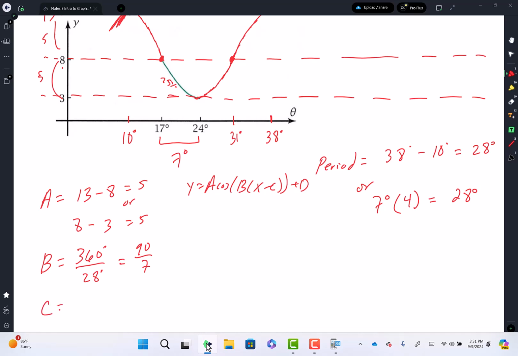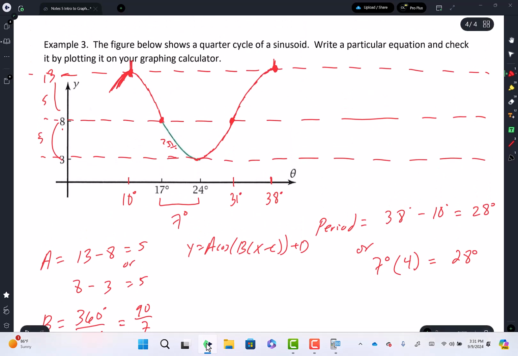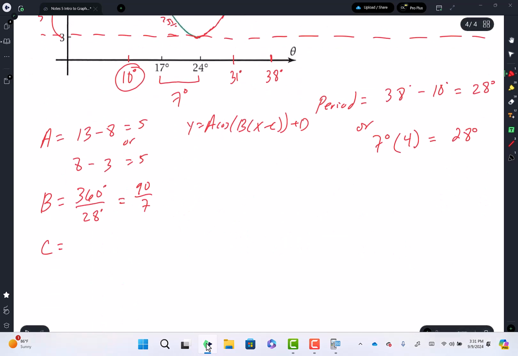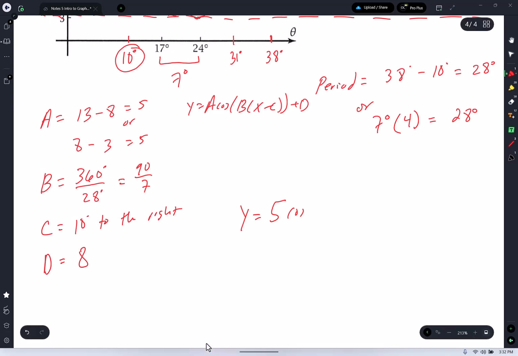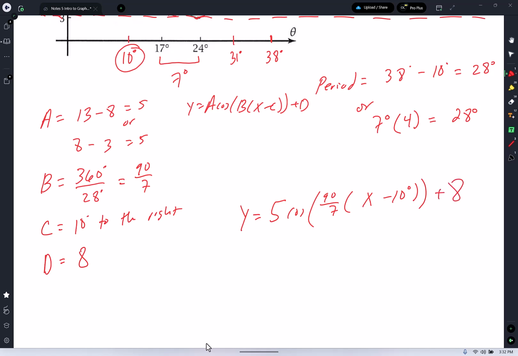All right, your C. We're using cosine as a reference. Where's my first peak at? So 10 degrees to the right. And then finally, your midline. Where's your midline at? 8. All right, here's my equation, guys. Y equals 5 cosine, open parenthesis, 90 over 7, open another parenthesis, x minus 10 degrees, close, close, plus 8.